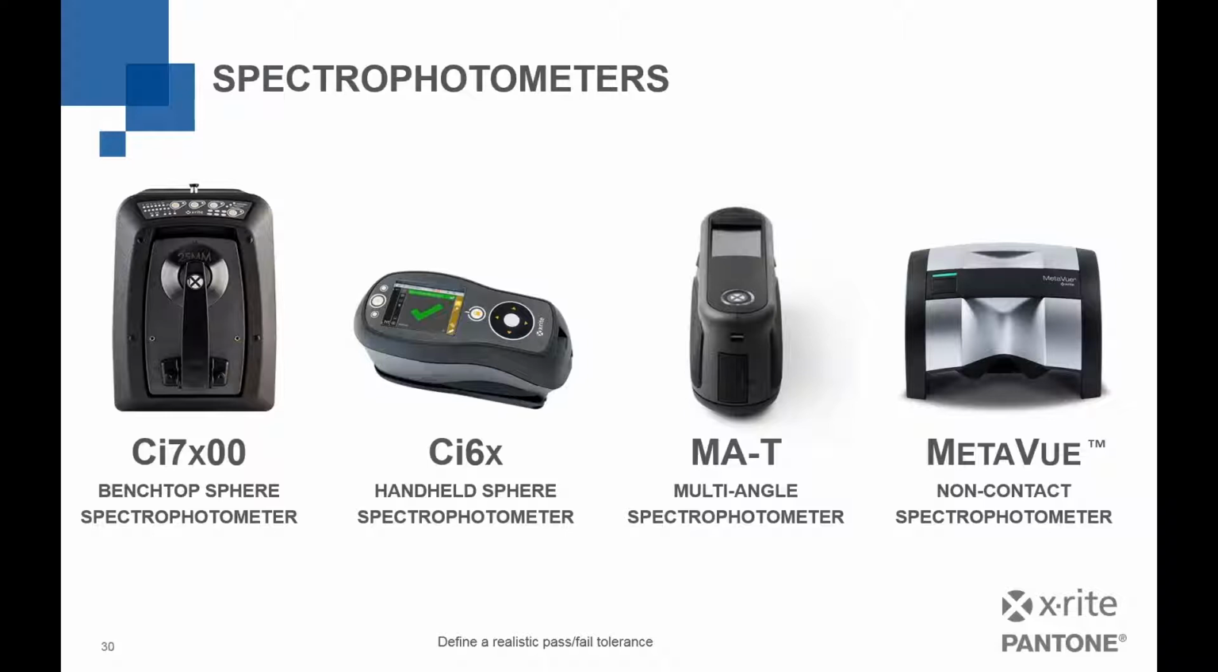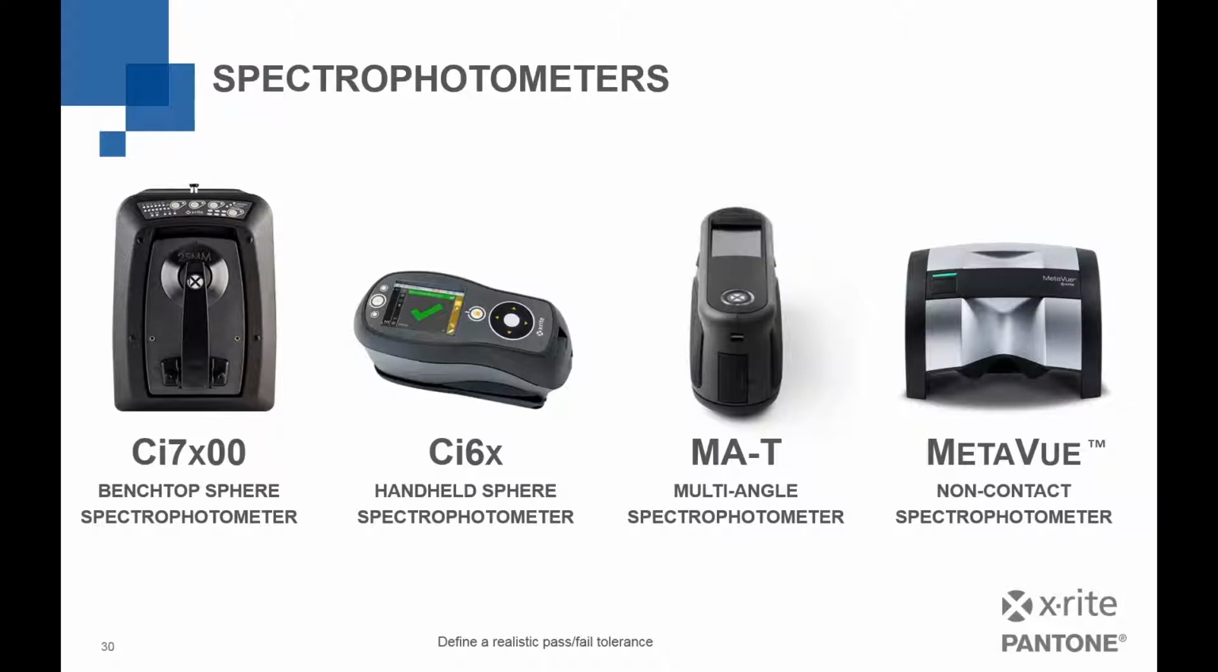Then we move to our MA-T, multi-angle spectrophotometer, used for metallics, for automotive refinishes, anything where you have a color change with angle dependency. You could use a multi-angle spectrophotometer. We sell them in 3, 5, 6, or 12 angle configuration, depending on the requirements.